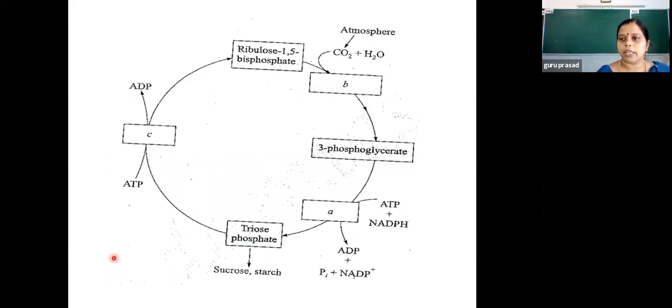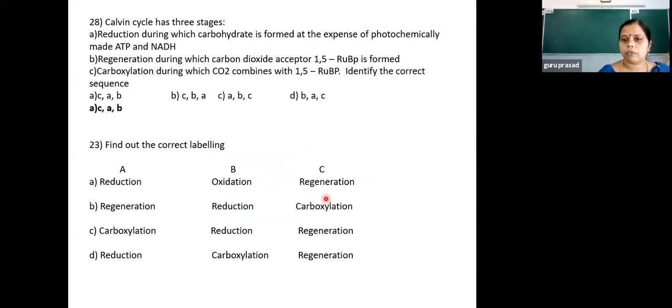So here is the diagram and B, A, C, they have mentioned. Not A, B, C, they have changed the order. Like this, you have to select the correct option.